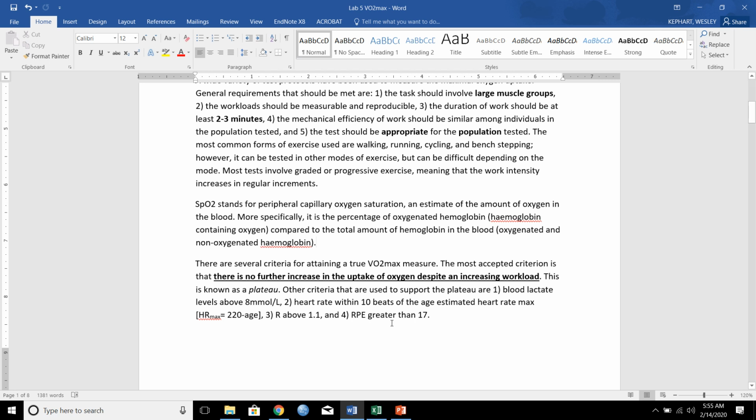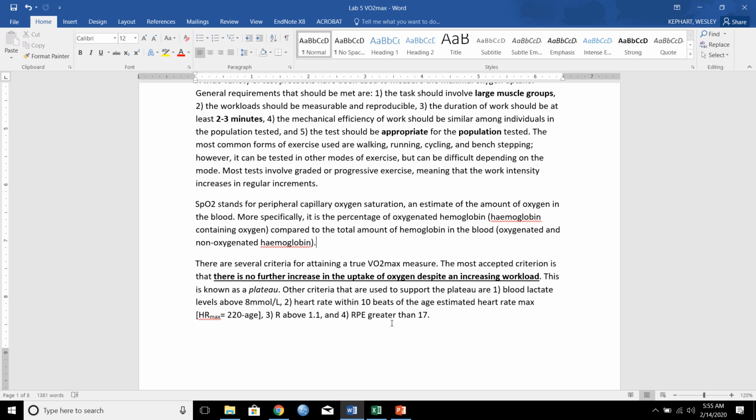Another thing is heart rate needs to be within 10 beats of age predicted heart rate max, which if you don't know, this is 220 minus your age. So if you're 20 years old, that means that your age predicted heart rate max is 200 beats per minute. So if we're not within 10 beats of that, meaning if we don't get your heart rate up to 190, this is likely not a maximal test.